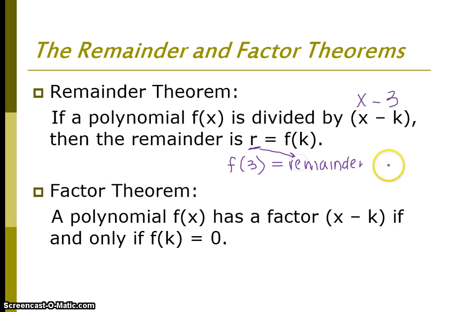So on the previous problem, that would have equaled 0 if you did f of 3. Your factor theorem: f of x has a factor x minus k if and only if f of k equals 0. So basically, if the remainder equals 0.